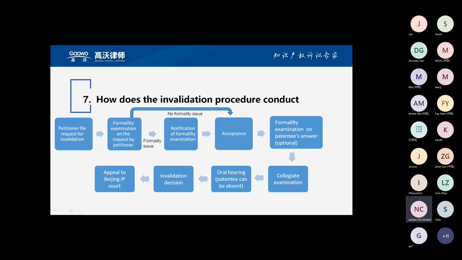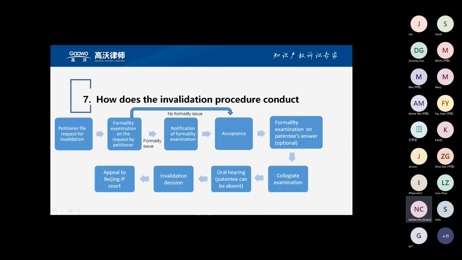If the office finds some formality issue, they will issue a formality notification to the petitioner. The notification usually includes a notification of remedy. If the formality issue can be corrected, they will issue a notification of remedy to let the petitioner correct it. In some cases, if you don't pay the invalidation fee or you don't fully pay the fee, the patent office will issue a notification of being deemed not to file.